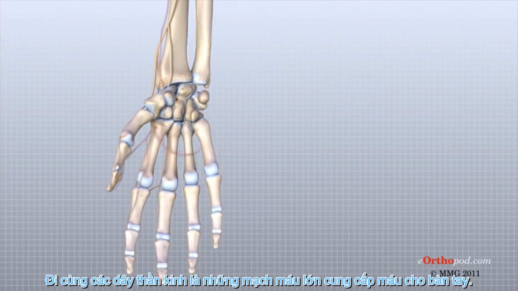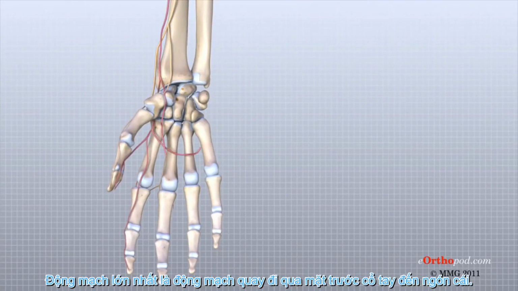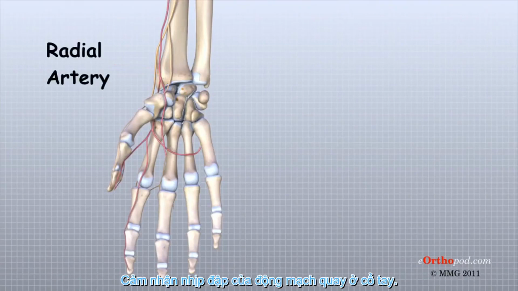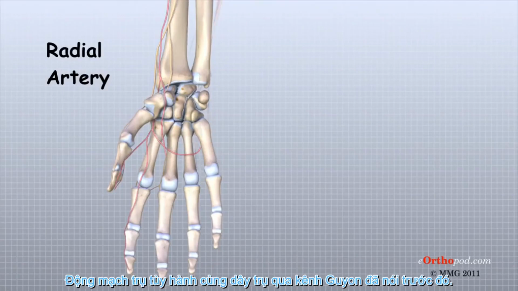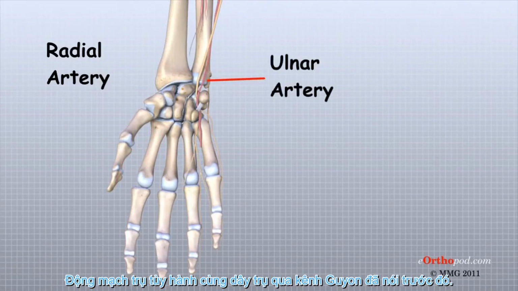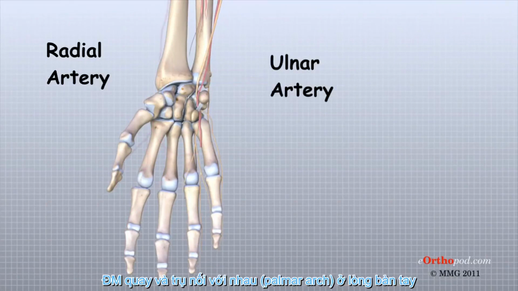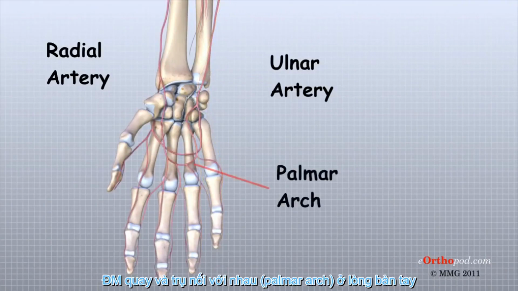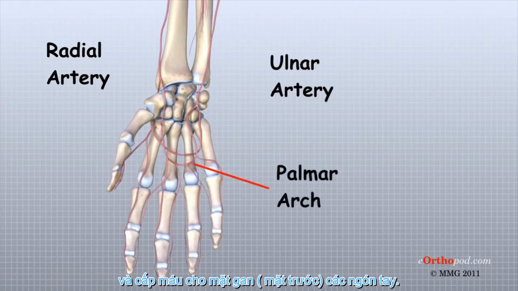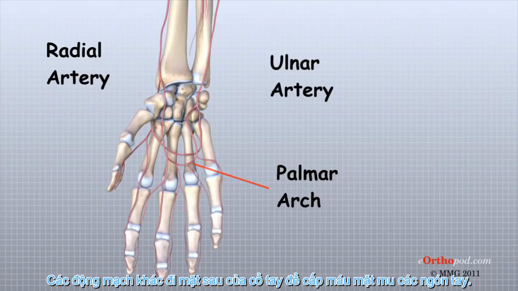Traveling along with the nerves are the large vessels that supply the hand with blood. The largest artery is the radial artery that travels across the front of the wrist closest to the thumb. The radial artery is where the pulse is taken in the wrist. The ulnar artery runs next to the ulnar nerve through Guillaume's canal, which has been mentioned earlier. The ulnar and radial arteries arch together within the palm of the hand, supplying the front of the hand, fingers, and thumb. Other arteries travel across the back of the wrist to supply the back of the hand, fingers, and thumb.